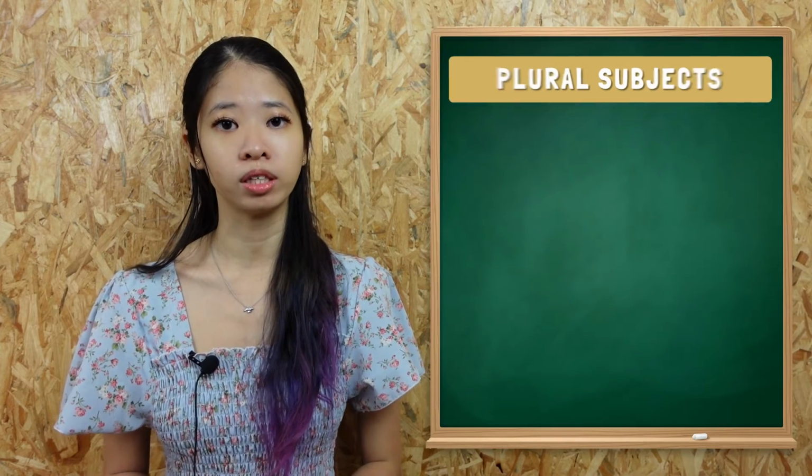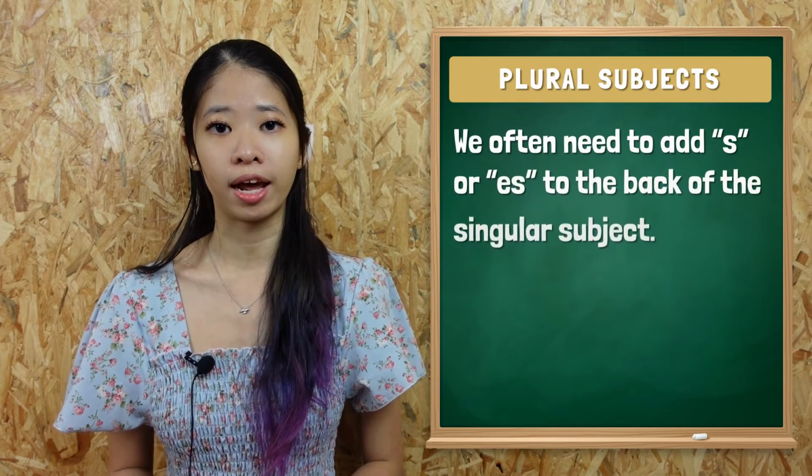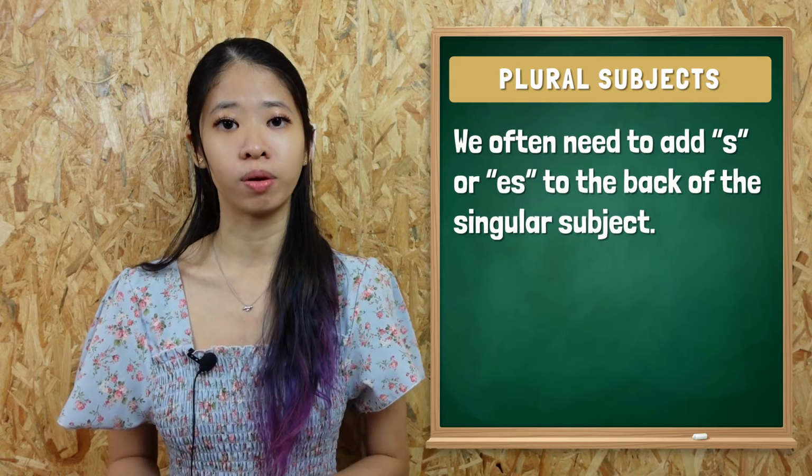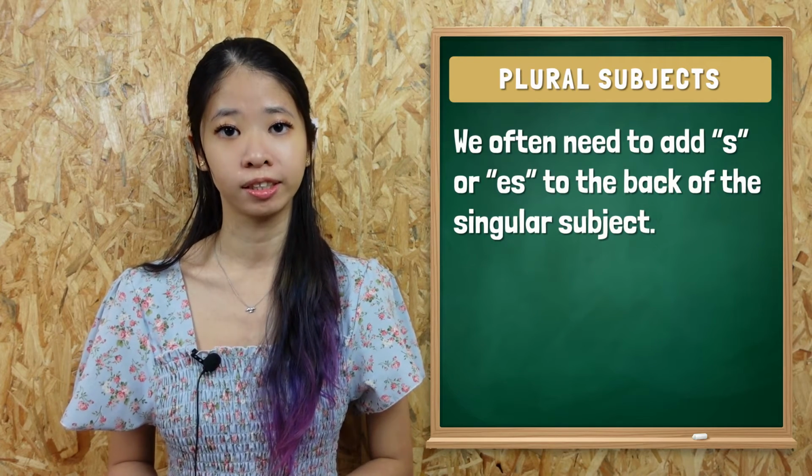The confusion arises when pupils mix up subjects and verbs. This is because to form plural subjects, we often need to add s or es to the back of the singular subject. Take a look at my previous example, the subject dog. To make the subject plural, we need to add s at the back. Hence, dog becomes dogs. However, the case is opposite for verbs.